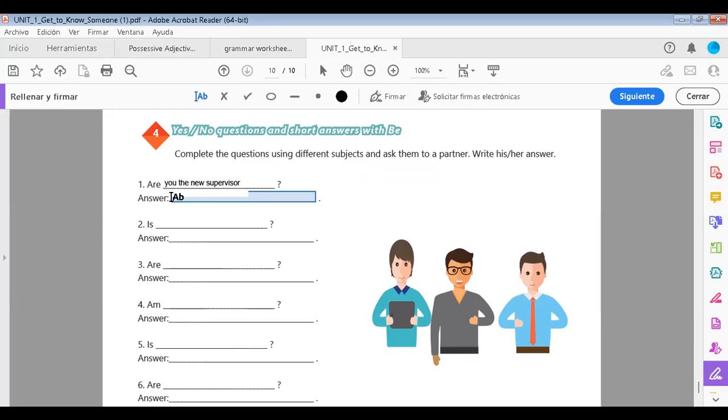Okay, are you the new supervisor? Yes, I am. Yeah. Okay, number two, is. Examples, Edgar, Eduardo, William, Oscar, Calvin, Dora, Francisco, is what? Come on, think about a question. Yes, no question. Is this the car? Is the car. It is the car. Is it the car? Yes. Okay. Answer, yes. Yes, it is, right?